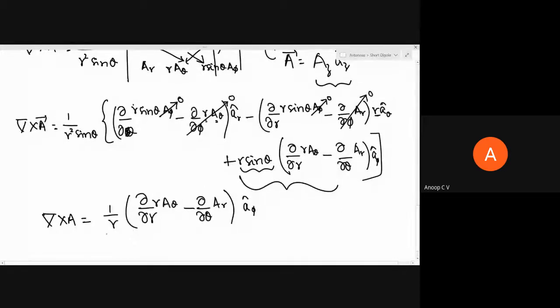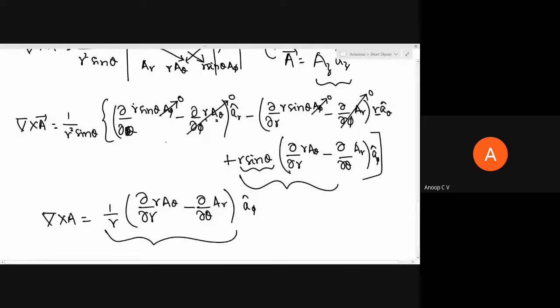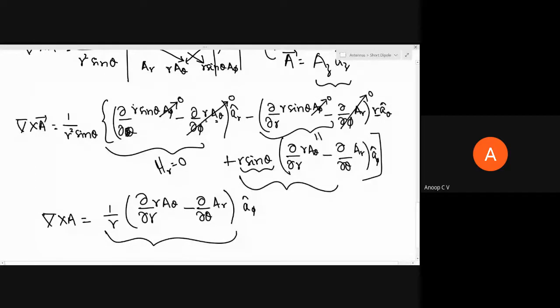So it has got only phi component, which means the r component of H is 0, and the theta component again is 0, H theta is also 0.